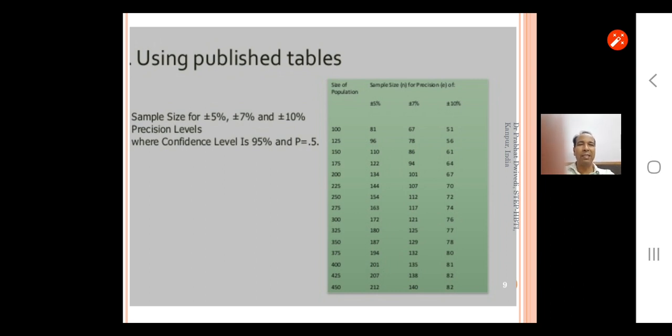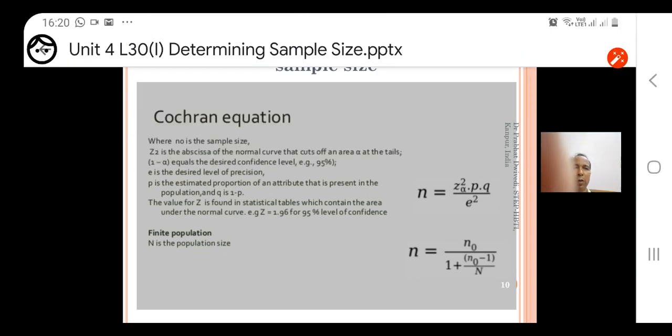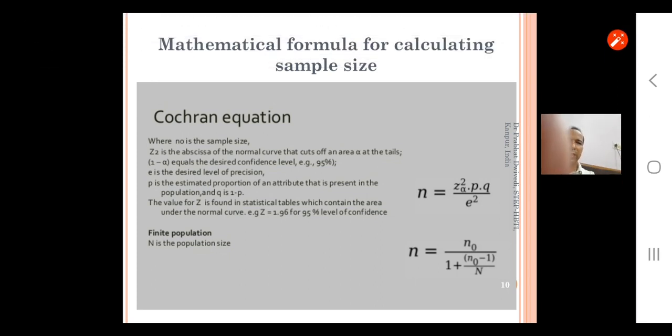There are so many published tables available. We can find them out. Now the last strategy of determining the sample size is the formula. The formula here is known as the quotient equation. This quotient equation is before you. It is n equals z alpha squared times p times q upon e squared. What does this formula denote? What do the terms of this formula denote?